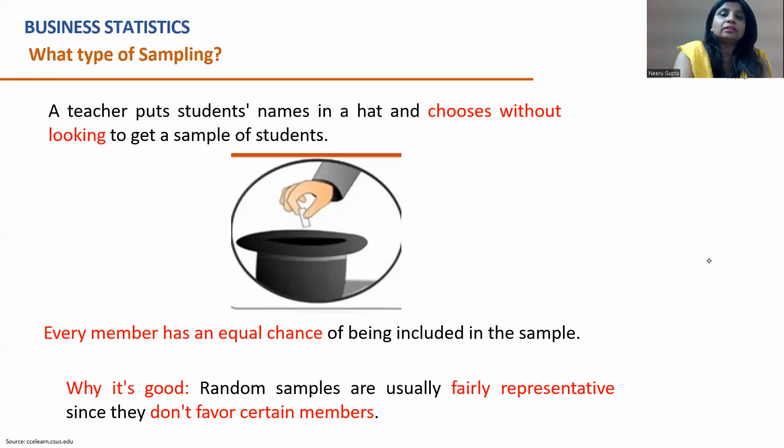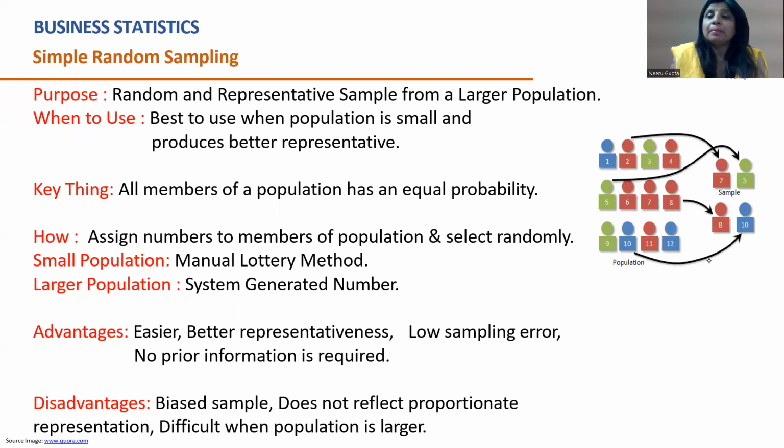Next, see, simple. So what is that? That is simple random sampling. The lottery method, that is simple random sampling.